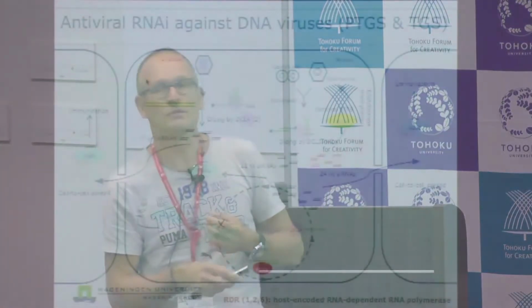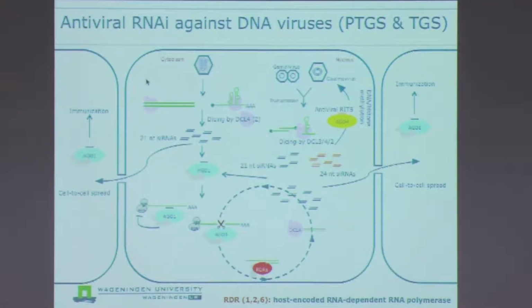So as said, about 90% of the viruses in plants are RNA viruses. About 10% are DNA viruses. And the ones that we recognize and are most well known are the geminiviruses and the caulimoviruses. Both are DNA viruses that replicate in the nucleus. Also, these DNA viruses are prone to RNAi, but prone to two different ways of RNAi.